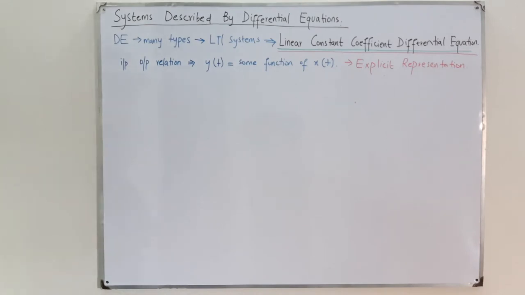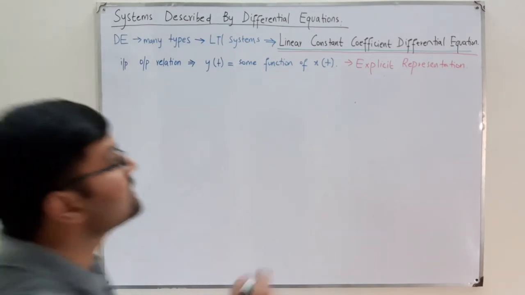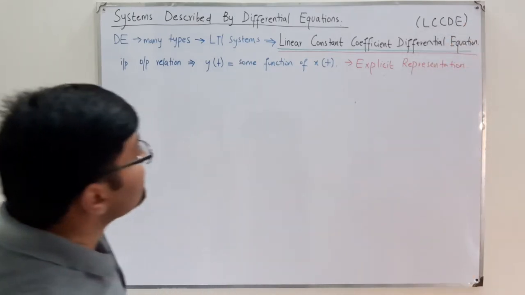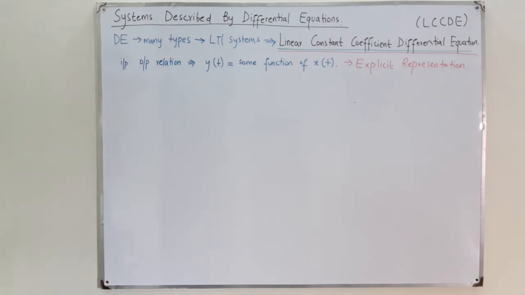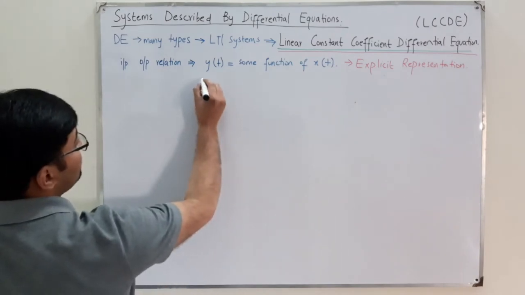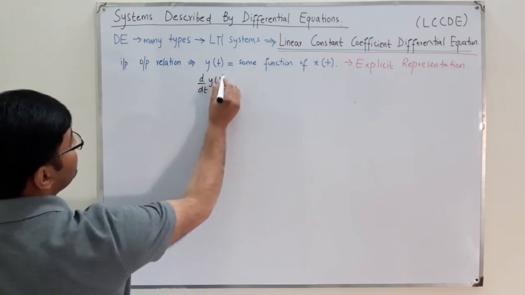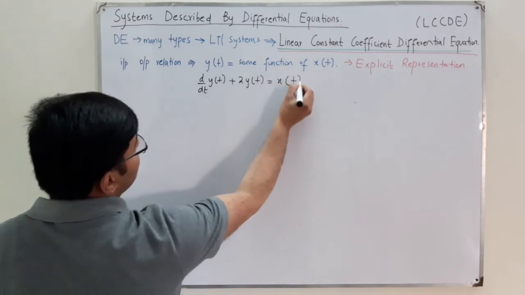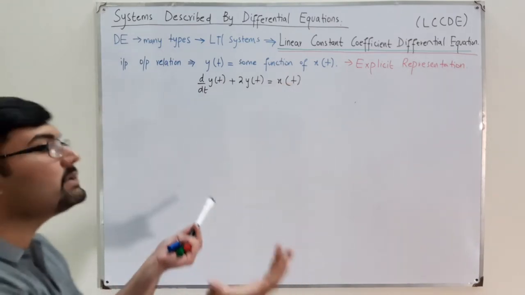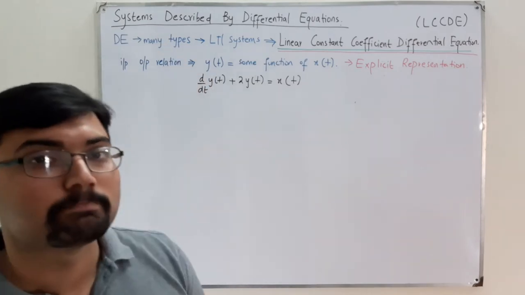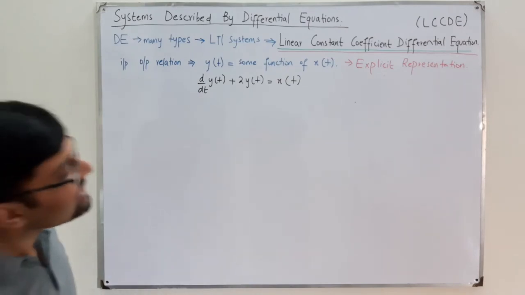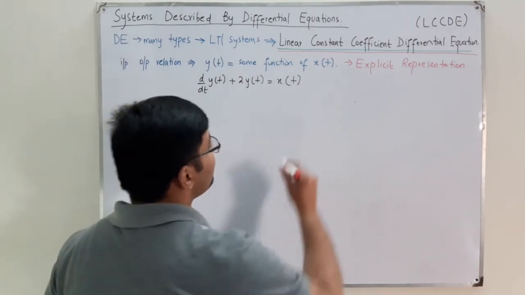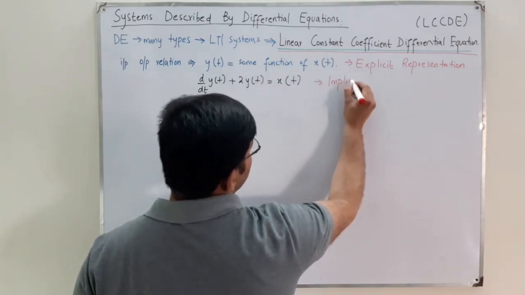Now, if we are talking about linear constant coefficient differential equations, for which I would use the shortcut LCCDE, let's take the example that the book has taken. I'm writing it over here: the derivative of y of t, plus 2 times y of t, is equal to x of t. Have a look at this equation. Can you tell the relation between the input and output by looking at it directly? No, because this is not an explicit representation. We do not have the output directly as some function of the input. Rather, we have an implicit representation.